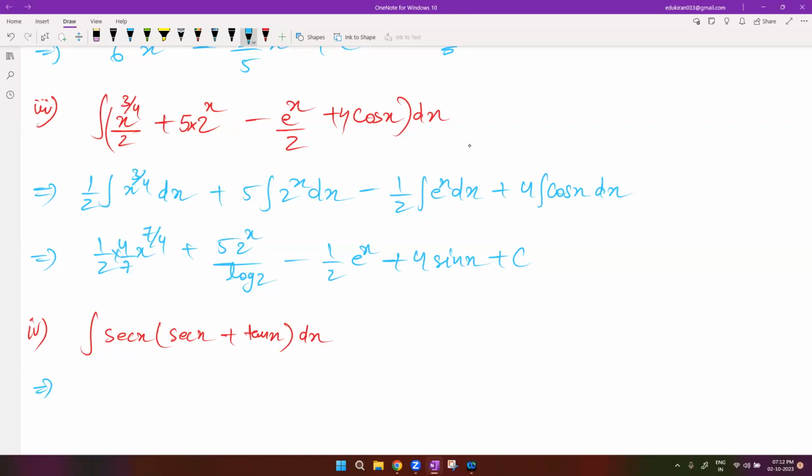We have not, there is no method for multiplication, right? So whenever we see a multiplication or a division, for now, our approach should be to just simplify the whole function, first of all. So this function can be written as, if you multiply sec x with sec x plus tan x, this becomes sec square x, and this becomes sec x plus sec x into tan x, right? And then there is a dx.